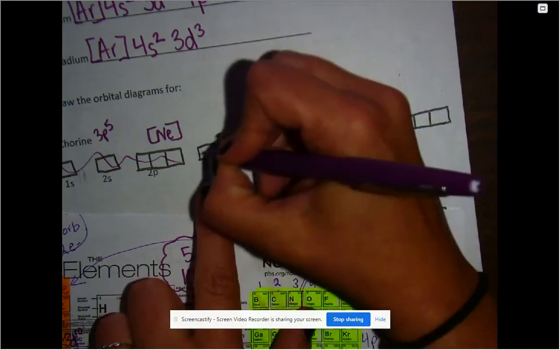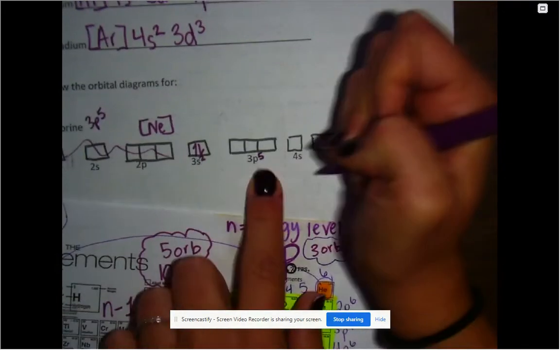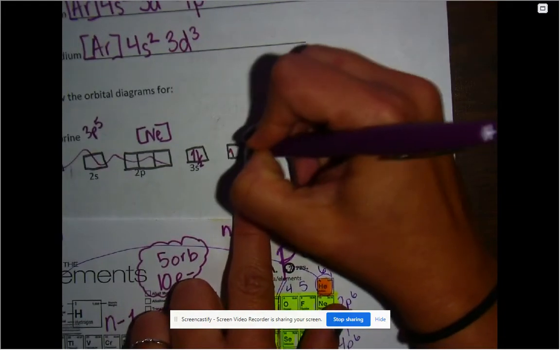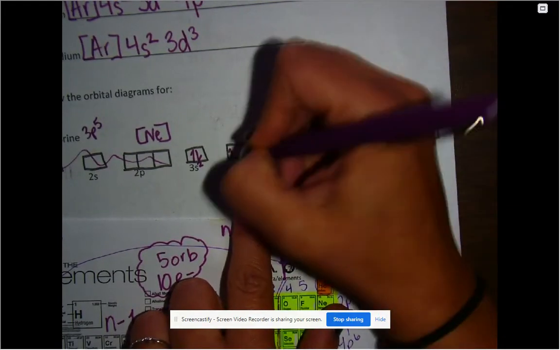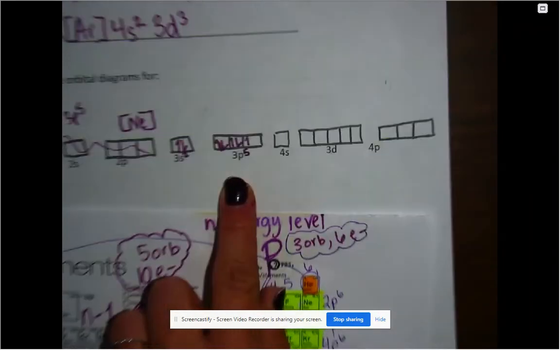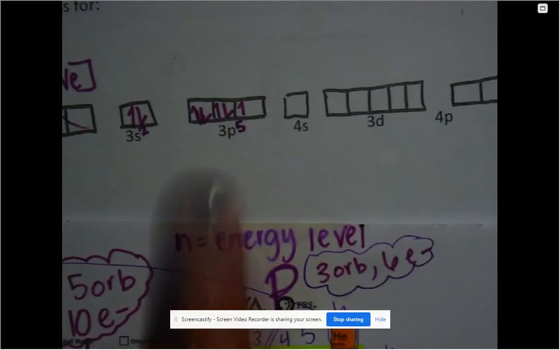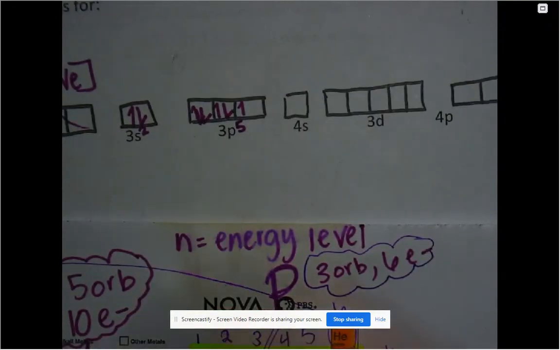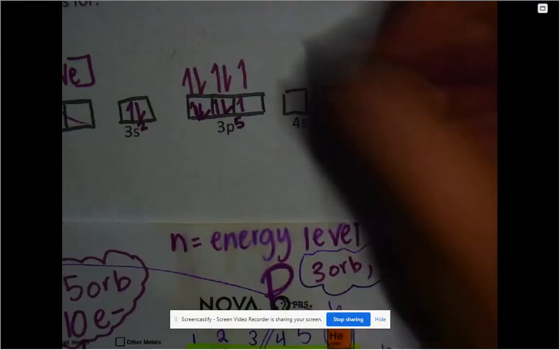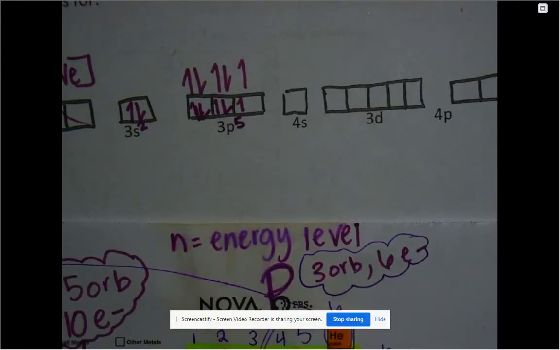Okay, so here we got 3s. So we know that we're going to fill up 3s2, so we're going to go up, down. When we do 3p5, how do we fill up? We're going to say up, up, up, down, down, down. Okay, so make sure you are practicing it that way. Up, up, up, down, down. Sorry, mine looks really sloppy. Up, down, up, up. Okay. All right. And then we don't have anything in those other boxes.